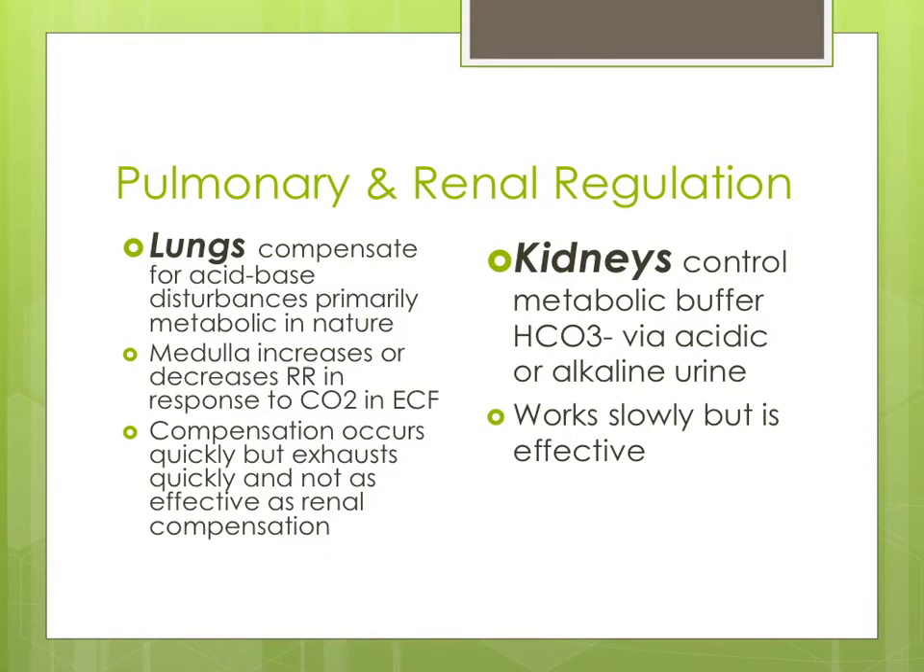This compensation occurs much quicker than the kidneys do, but it's also exhausted easier. The kidneys help to kind of control things by acting as a bigger buffer, making the urine more acidic or alkaline. But this particular buffer works slowly, so it doesn't happen as quickly as a change, for instance, as the lungs can produce, but it is more effective.